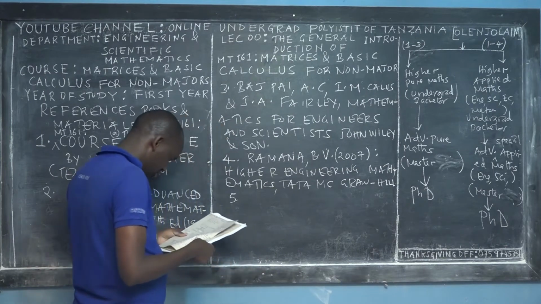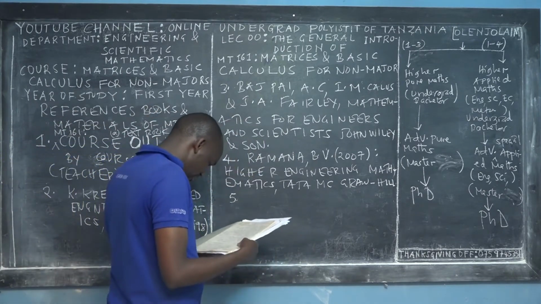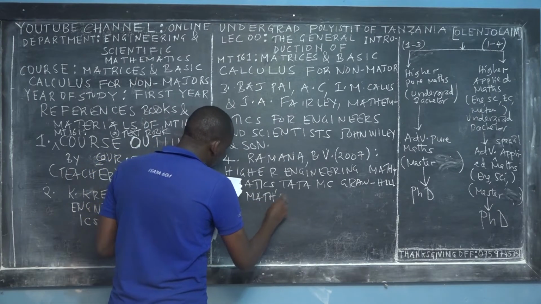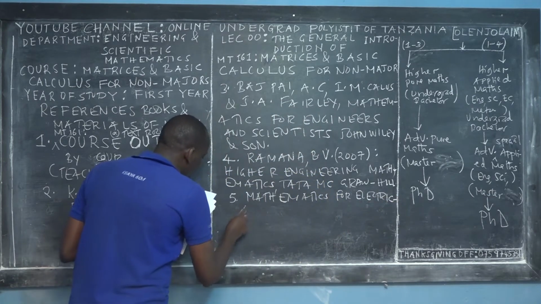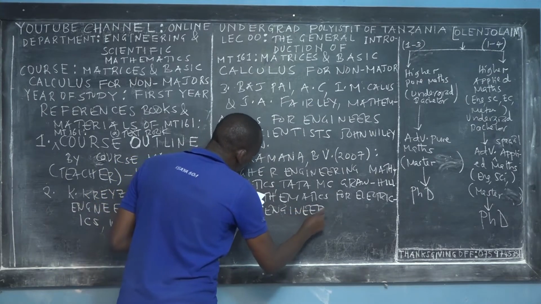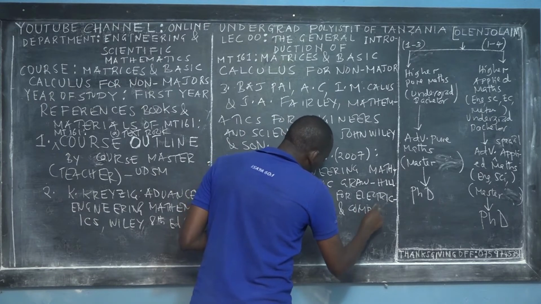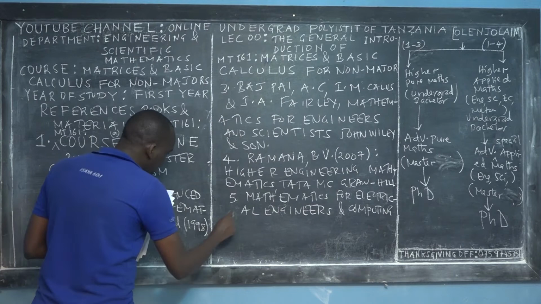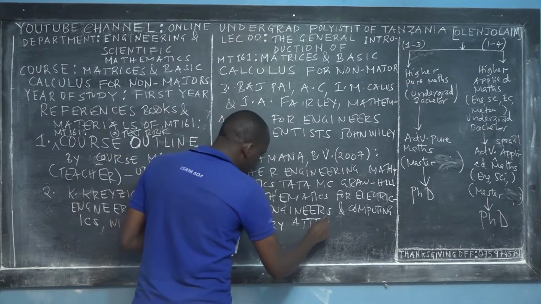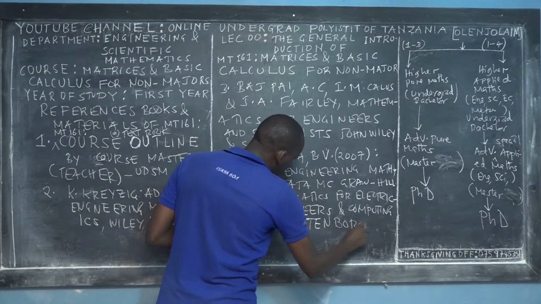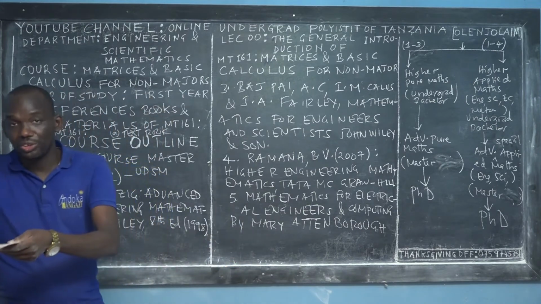The fifth reference book that you may use on learning this course is called Mathematics for Electrical Engineers. You can have a soft copy of this reference textbook, and the computing by Mary Attenborough. That is the fifth reference book that you can use to learn this course.